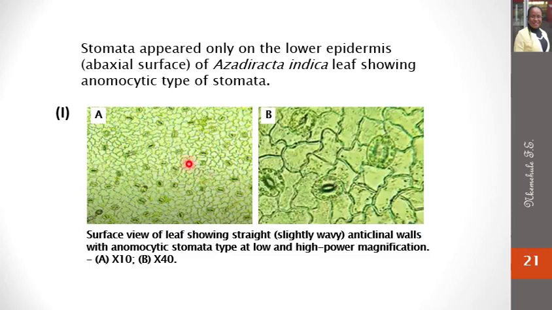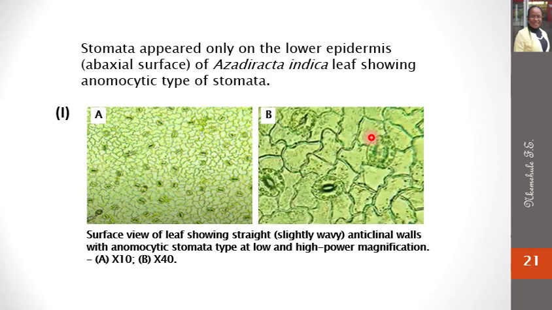First, you focus on low power, and once you can get a very sharp image, you move to high power to draw. An anomocytic type of stomata because the subsidiary cells that surround the guard cells cannot be distinguished from the other epidermal cells. Here, the subsidiary cells are 5 in number, but please note that in an anomocytic type of stomata, the number of subsidiary cells is not fixed.